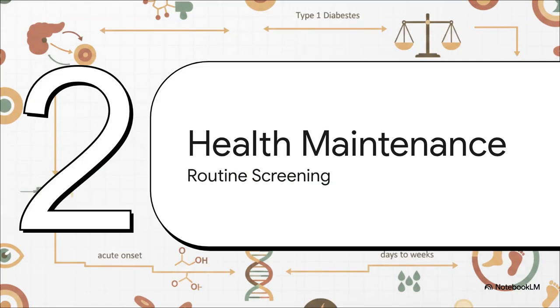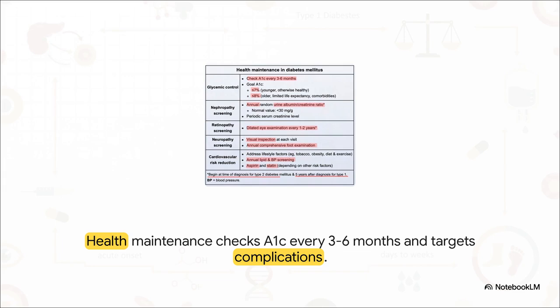Section 6. Diabetes health maintenance screening. For outpatient glycemic control, you're monitoring by checking the A1C every 3 to 6 months. Systemic complications need strictly scheduled screening based on the modality. For type 2 diabetics, you start this screening the moment they're diagnosed. For type 1 diabetics, complication screening usually kicks off 5 years after their initial diagnosis.